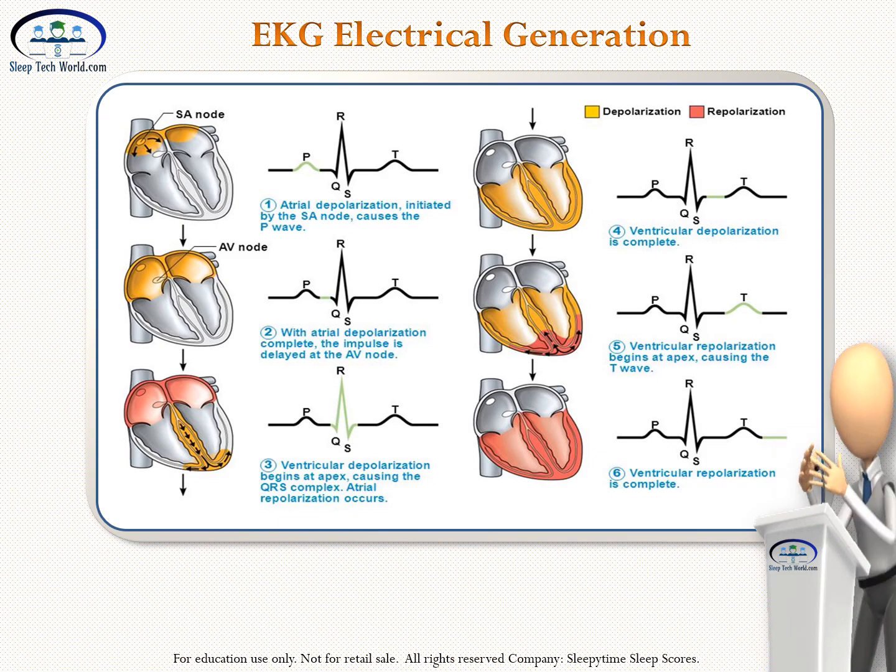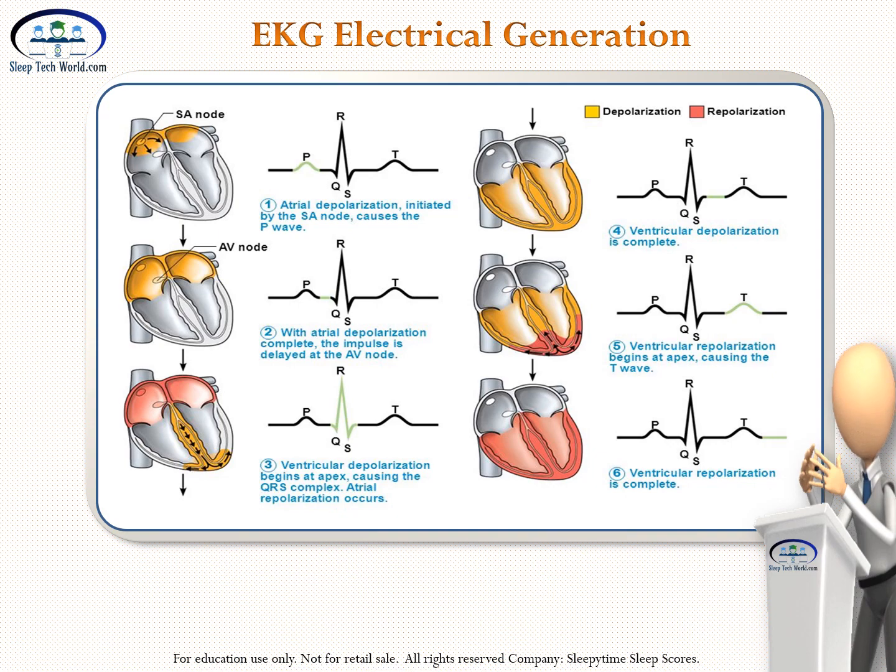First, the sino or SA node is the starting point of the heart's electrical generation. Because of this action, it's often referred to as the heart's automatic pacemaker. The electrical discharge within the SA node causes the P wave to appear. Step 2. When the atrial depolarization is complete, the impulse is then transferred to the AV node. Step 3. The ventricular depolarization begins at the axis, causing a QRS complex to appear.